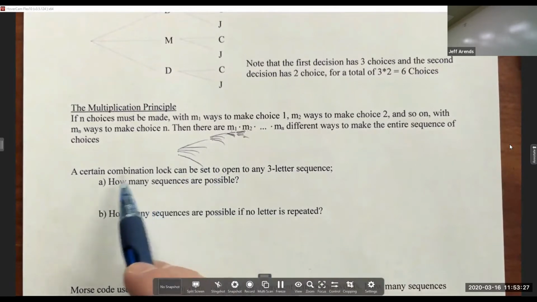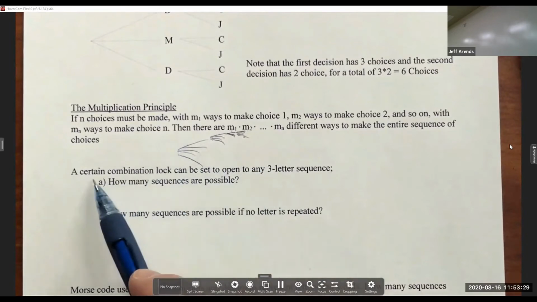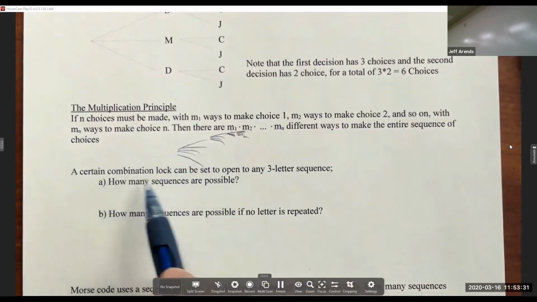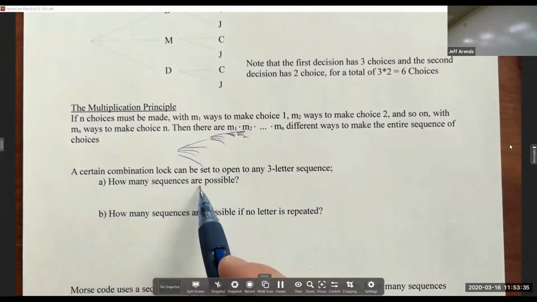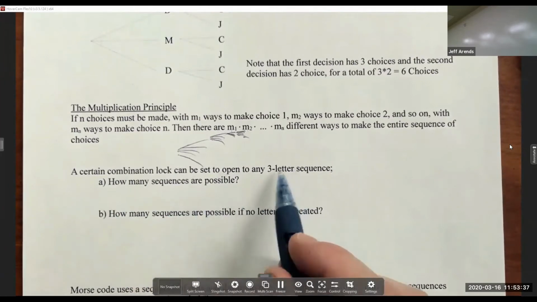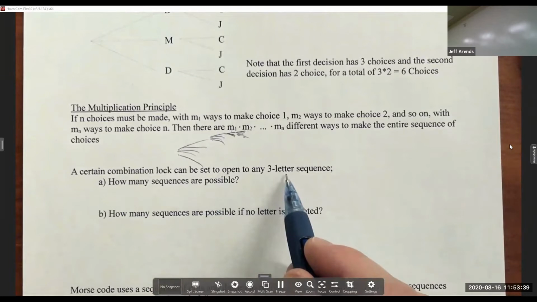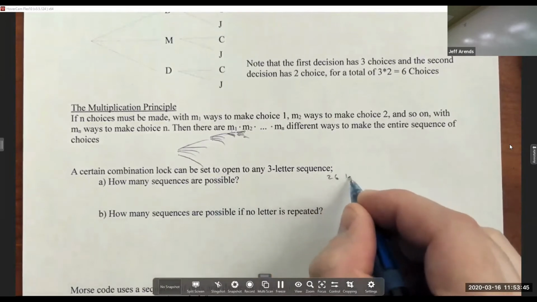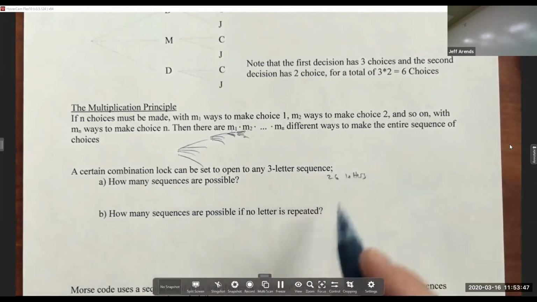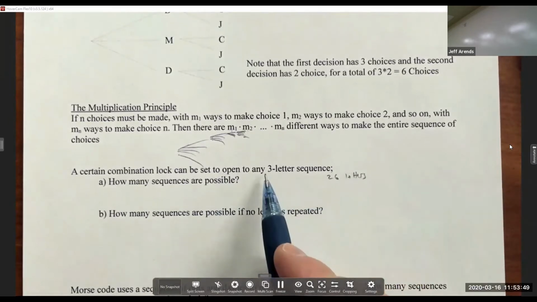So that's what the multiplication principle says. A certain combination lock can be set to any 3-letter sequence. So I'm first going to figure out how many such sequences are available. Well, 3-letter sequence. First, I need to say how many choices there are. Well, there's 26 letters in the English alphabet.